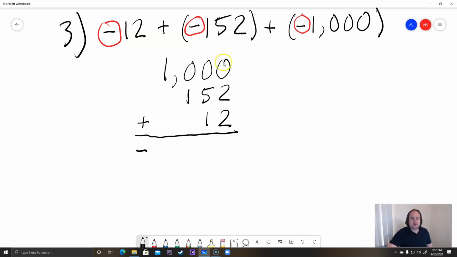So here we have 0 plus 2 plus 2 is 4. So we have 4 right there. And then for the tens, we have 0 plus 5 plus 1. That's 6. So we have 6 right here. And then for the hundreds, we have 0 plus 1 is 1. All right, and then for the thousands, we have 1 plus 0 plus 0 is 1. So our answer is actually going to be negative 1,164.